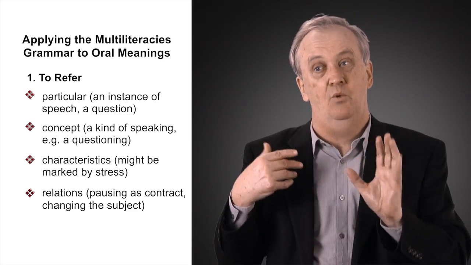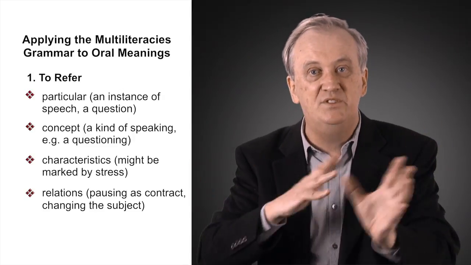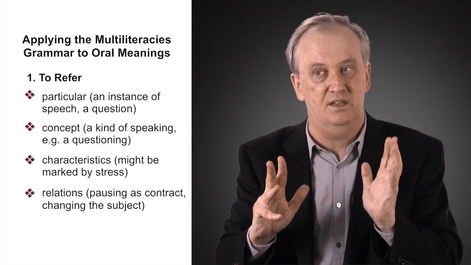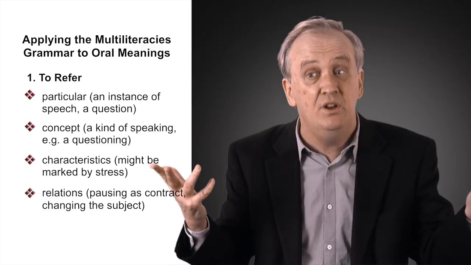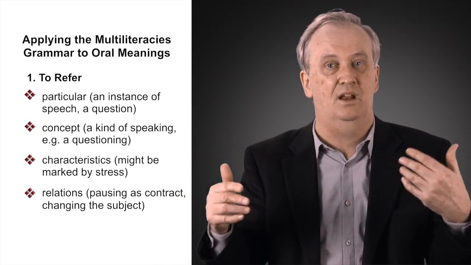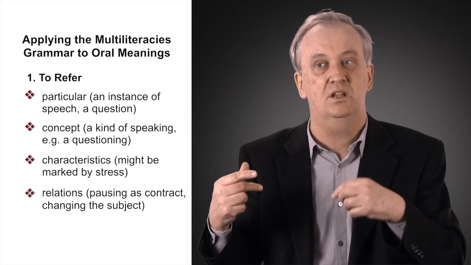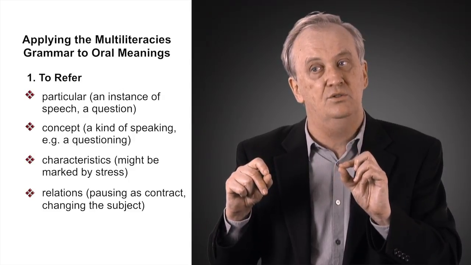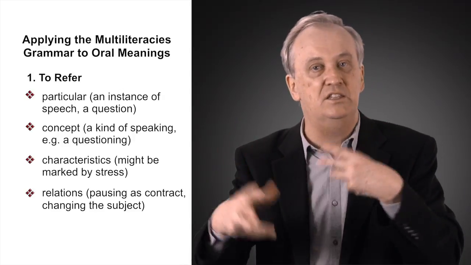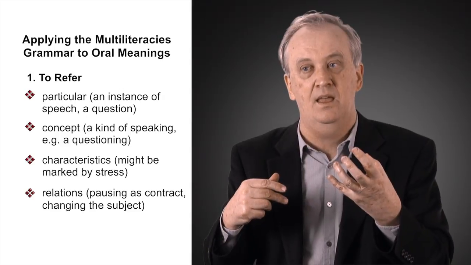What I want to do now is take our 5 questions about meaning, our 5 dimensions in a grammar of multimodality, and apply that to the world of orality. So we refer to things, and we can either refer to particular things, something that I'm talking about. It might be a question, it might be a statement, whatever it is. And I can use a kind of speaking, like questioning, which is kind of a conceptual version of what I do in the world of speaking.